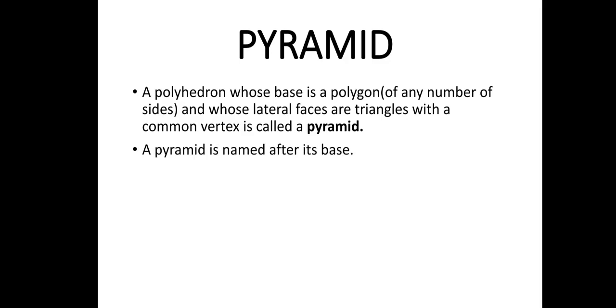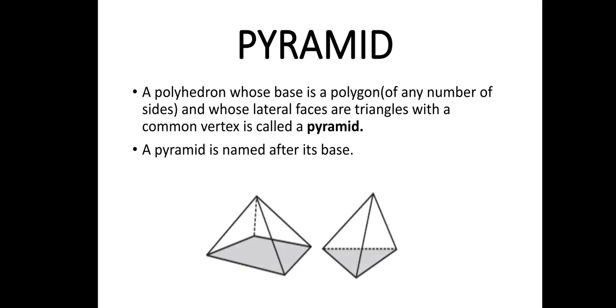A pyramid is again named after its base. Just as I told you that a prism is named after its base, in the same way, a pyramid is also named after its base. These are the two figures of the pyramid. Their base is a polygon and lateral faces are triangles with a common vertex in both figures.